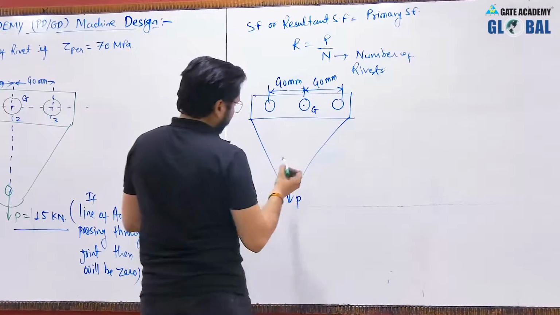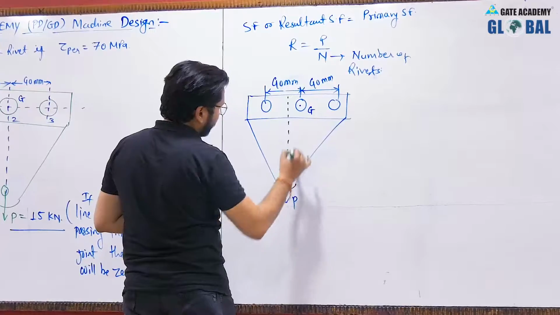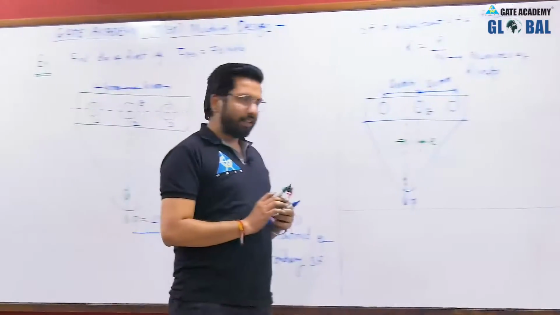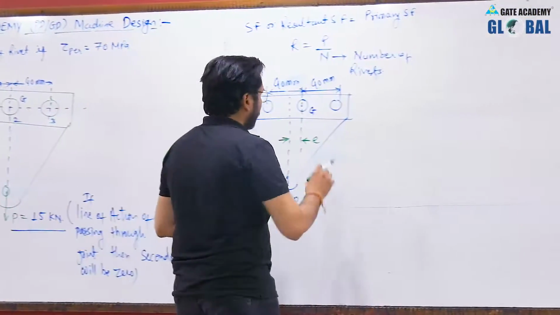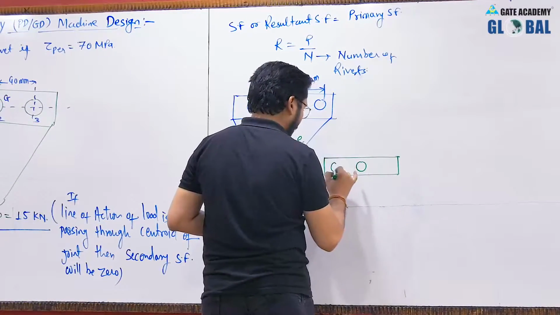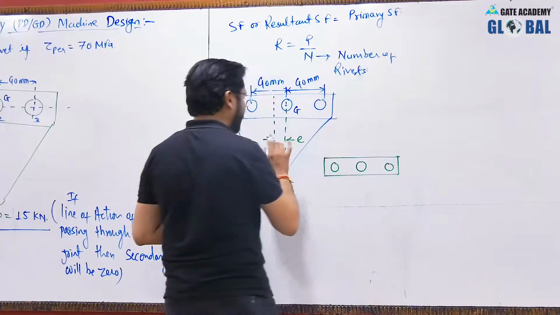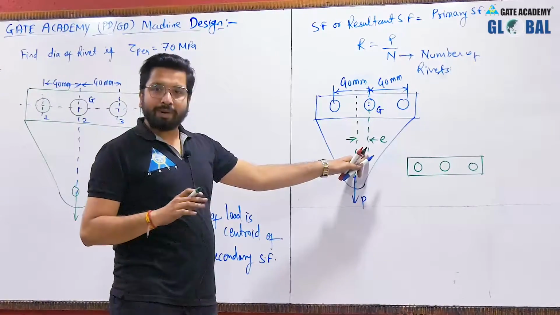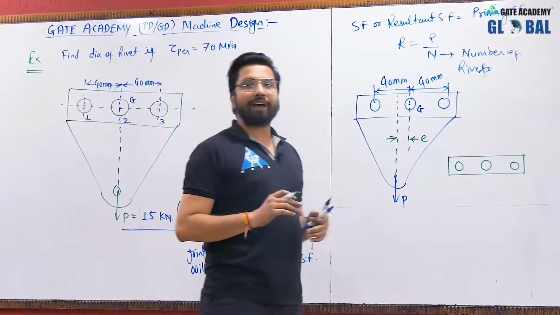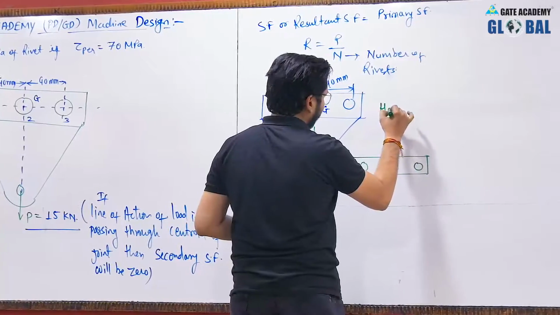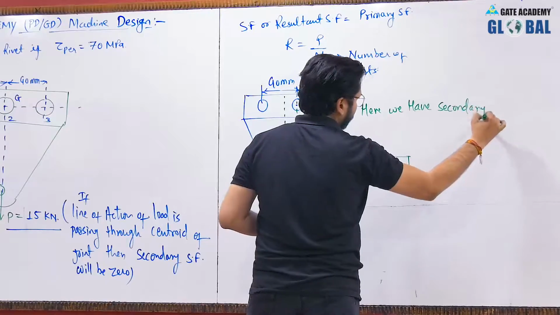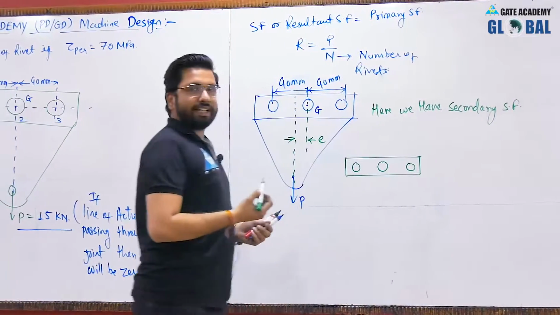Now, as you can see, this is the line of action of the load, and this is the centroid of the joint. So there is some eccentricity E. Now, here again you will be having a primary shear force and secondary shear force. So as you are getting the moment of the external force across the centroidal axis of the rivet, then definitely you will be having a secondary shear force. Here we will have secondary shear force.